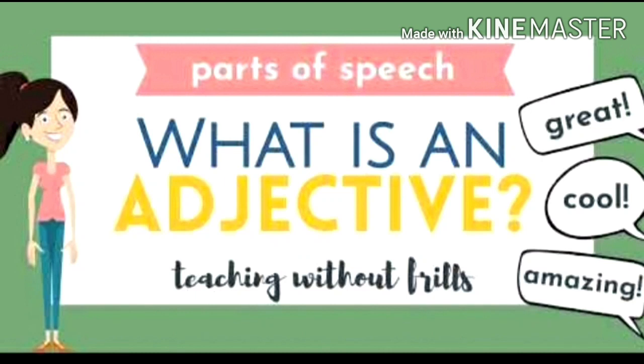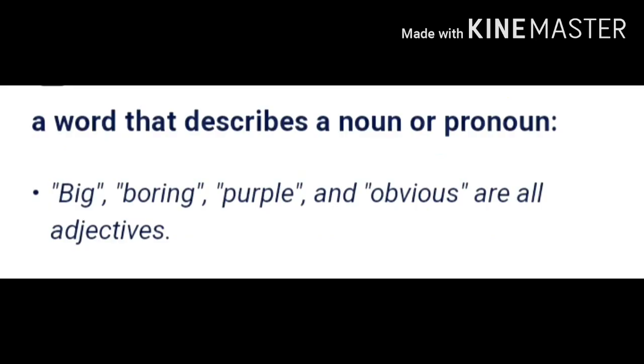Good morning, students. What is an adjective? We studied this in the previous video. A word that describes a noun or a pronoun is called an adjective. Big, boring, purple, and obvious are all adjectives. So these words are describing words, so they are called adjectives.